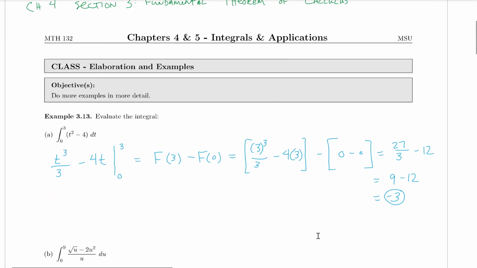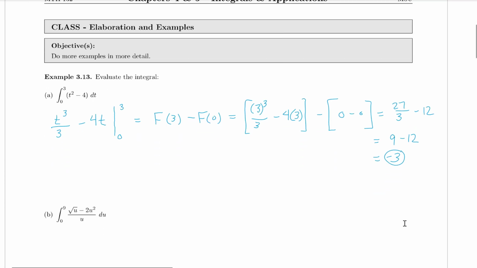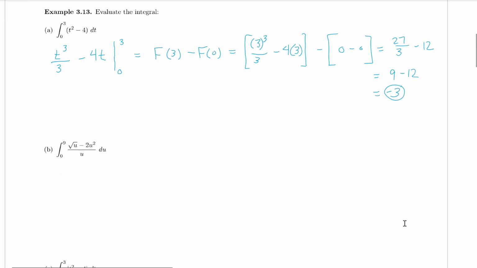So we already did that in our first example here. We calculated the antiderivative and we plugged in 3 and we plugged in 0 and found the difference between those two, and that gave us the area underneath our curve. Let's go ahead and do that for example B and example C.